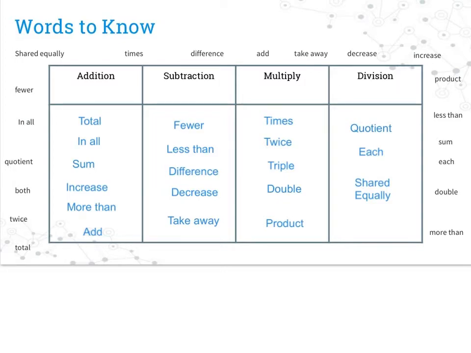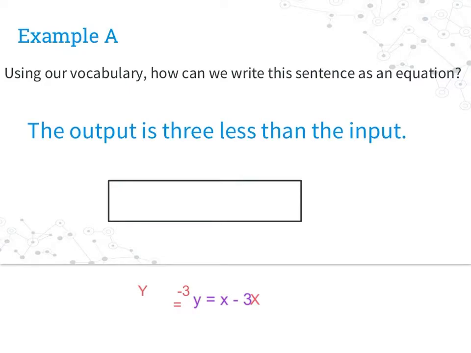Let's take a look at example A and how we're going to translate words to numbers and variables. Example A says, using our vocabulary, how can we write the sentence as an equation? And the sentence reads, the output is 3 less than the input. So what I do when I'm translating is I write the different variables or numbers or symbols above the words before I attempt to put in an equation at the end. So for example, when I see the output, I know the output means y. I learned that in my vocabulary lesson. So since I know output means y, I'm going to put a y above output.